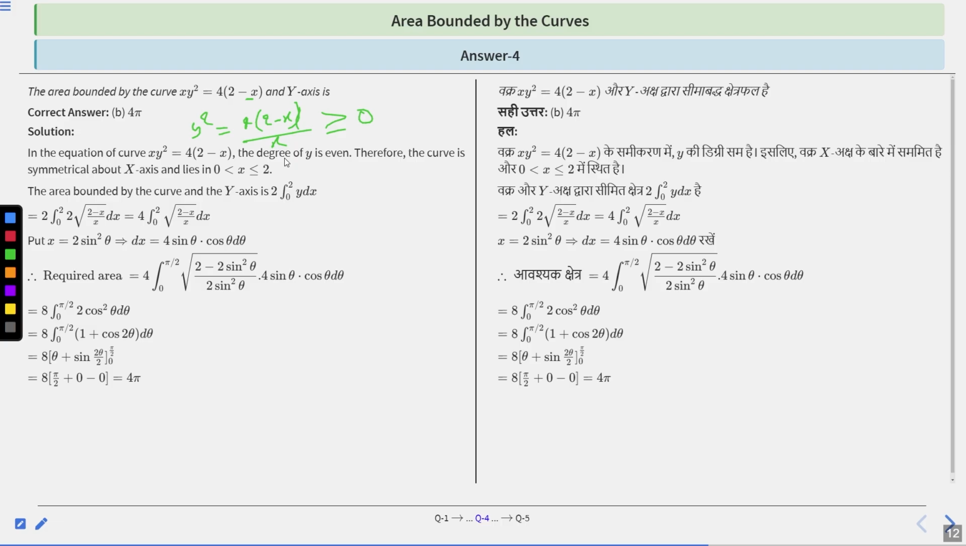Therefore, 2 times integration of 0 to 2 y dx is equal to 2 integration of 0 to 2 root over 4 into 2 minus x upon x dx, which is 4 times integration of 0 to 2 root over 2 minus x upon x dx. Therefore, put x is equal to 2 sine square theta. Therefore, dx is equal to 4 sine theta cos theta d theta, right? Therefore, the required area is 4 into integration of 0 to pi by 2.